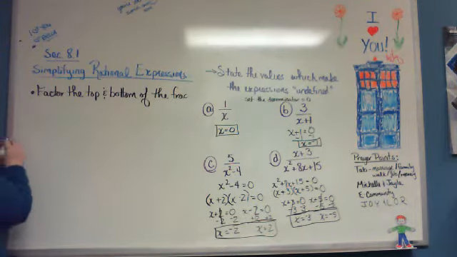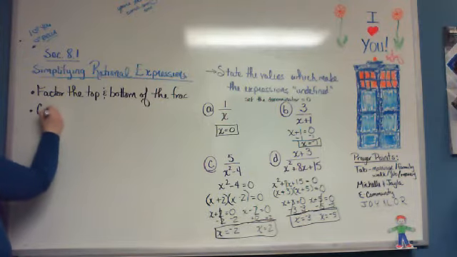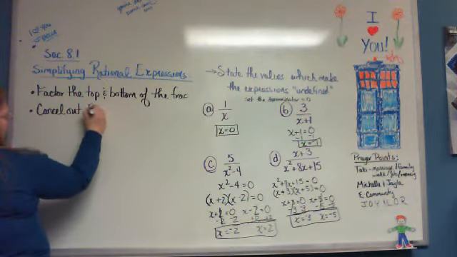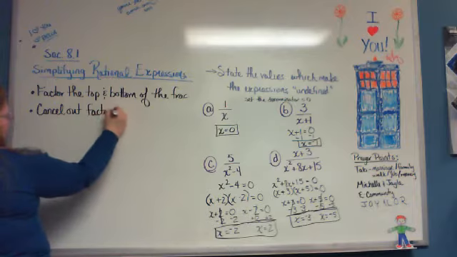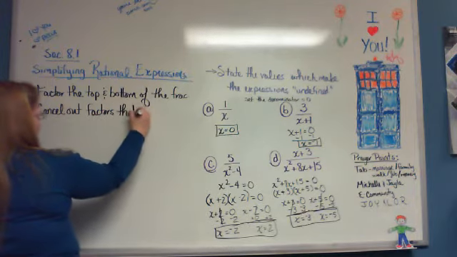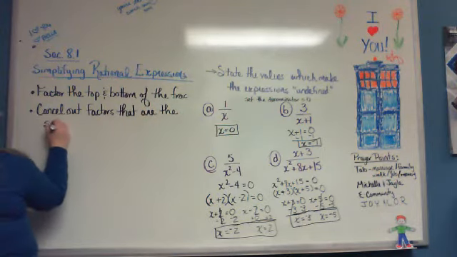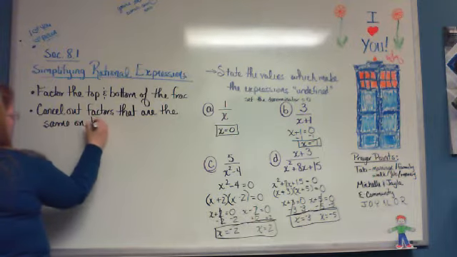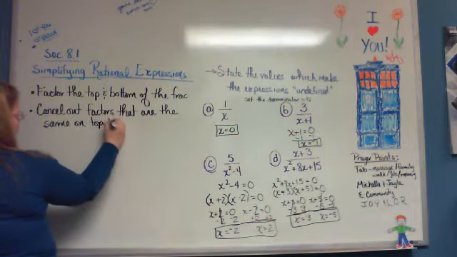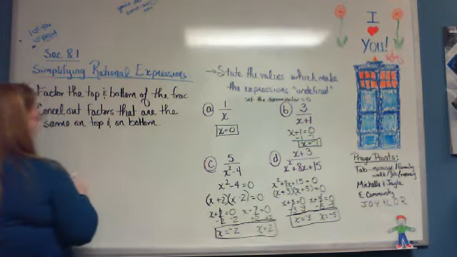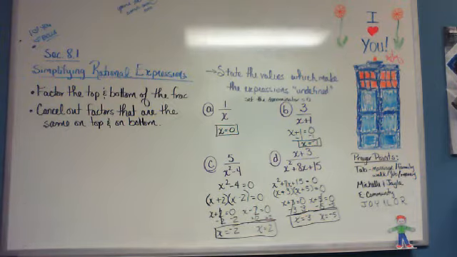You need to factor the top and bottom of the fraction, and then cancel out the factors that are on the top and on the bottom. It has to be on both, on top and on bottom, in order for you to cancel it.